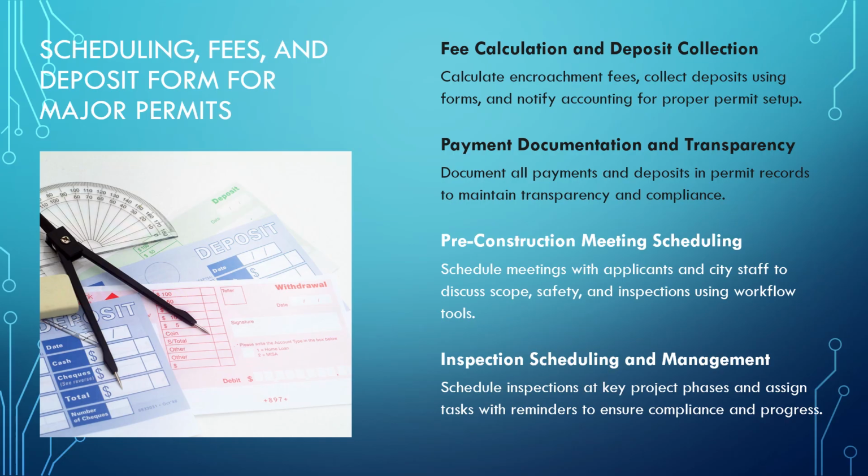For major permits, collect a deposit using the city deposit form and notify the designated accounting contact, Alex, to set up the permit in the accounting system. This setup allows inspection hours to be charged appropriately. Document all payments and deposit details in the permit record to maintain transparency and compliance.